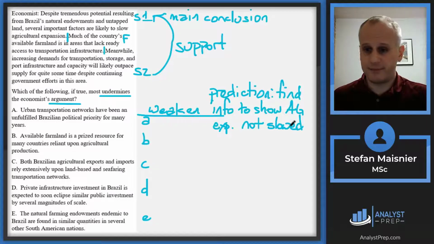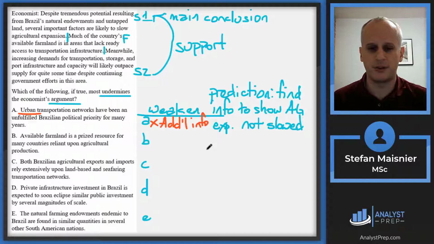So we start going through the choices, looking at each of them, trying to find a common wrong reason to eliminate. So urban transportation networks have been an unfulfilled Brazilian political priority for many years. Well, we're talking about agricultural expansion. We do talk about transportation, storage, and port infrastructure, but we don't actually talk about urban at all. So this requires additional information. Because you're like, well, I don't know if that actually means urban when we're talking about the ports and transportation and storage. And anything that's open to interpretation, I can basically eliminate as not clearly affecting the argument the way it should.